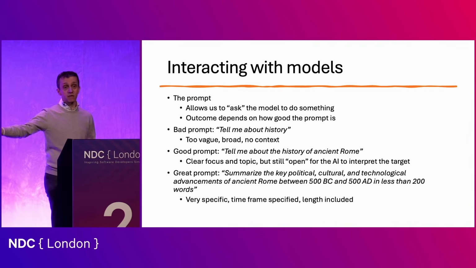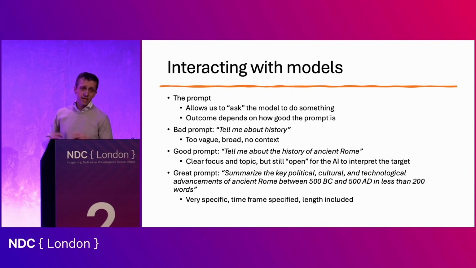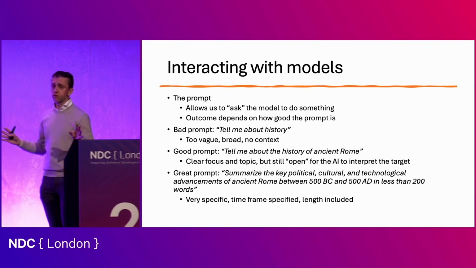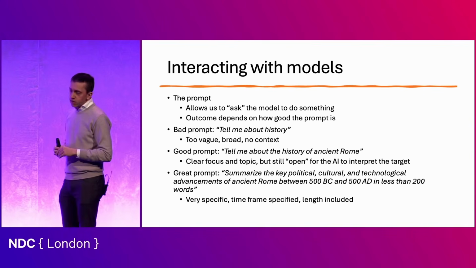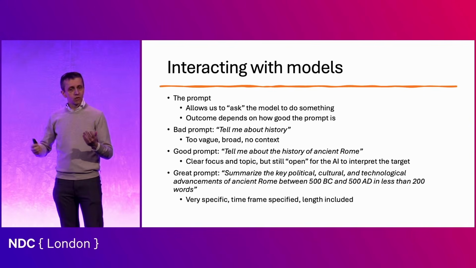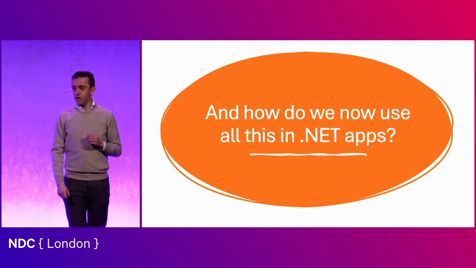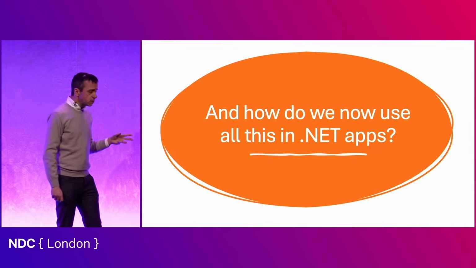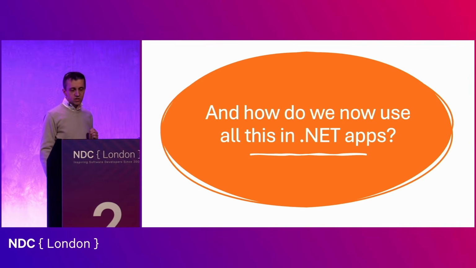If you ask it to say something about history, well, that's quite broad. It's not going to be a very good answer. It might actually just say, sorry, that's too broad, what do you mean? It depends a bit on the model and possibly on the day as well. And the more specific you are, the more specific and the better quality the answer will of course be. Now, we are here to see how we can leverage all that in our .NET applications.